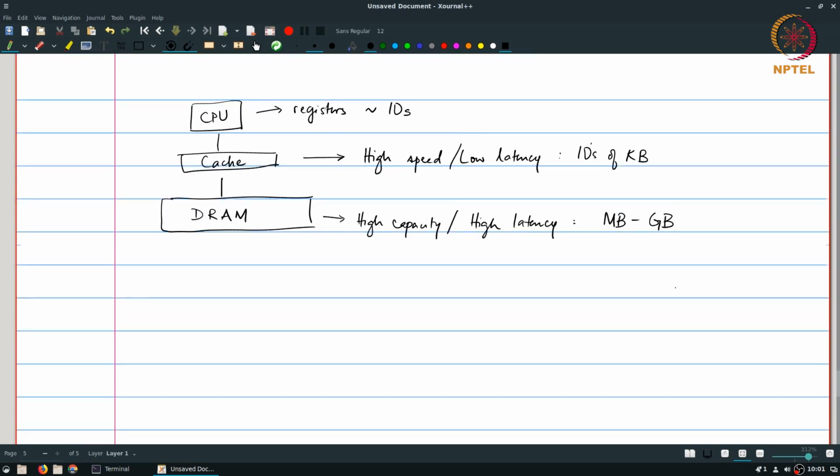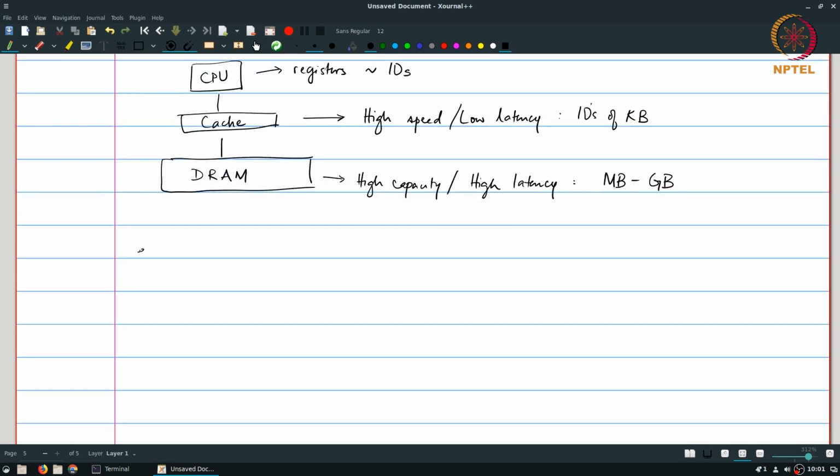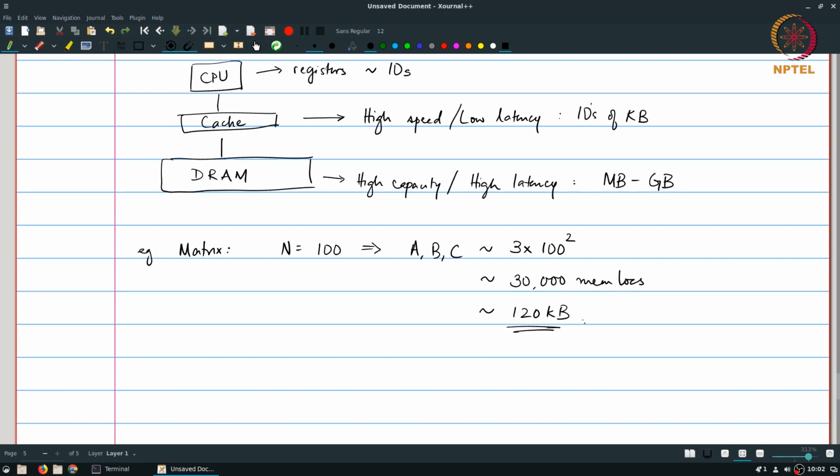Now, what kind of memory are we talking about for matrix multiplication? Supposing n is equal to 100, what we are basically saying is A, B, C together totally will take 3 into 100 squared, or approximately 30,000 memory locations, which, assuming that we are dealing with single precision floating point numbers, is approximately 120 kilobytes. This is not much. This is quite small and in fact could potentially even fit within the cache memory of a reasonable processor these days.